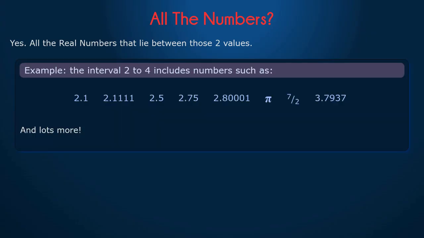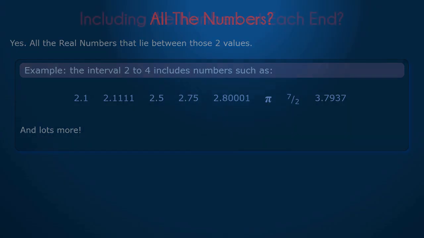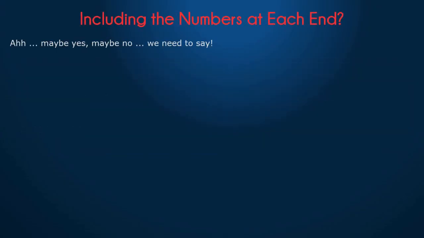Example. The interval 2 to 4 includes numbers such as 2.1, 2.1111, 2.5, 2.75, 2.80001, pi, and lots more. Including the numbers at each end? Maybe yes, maybe no. We need to say.